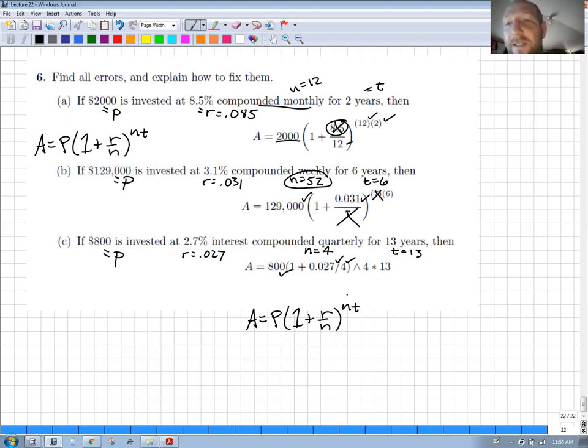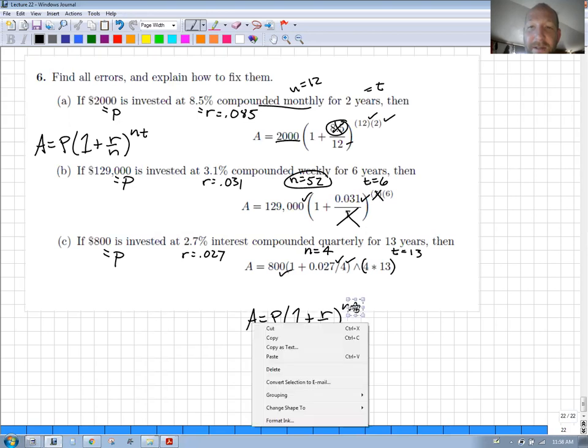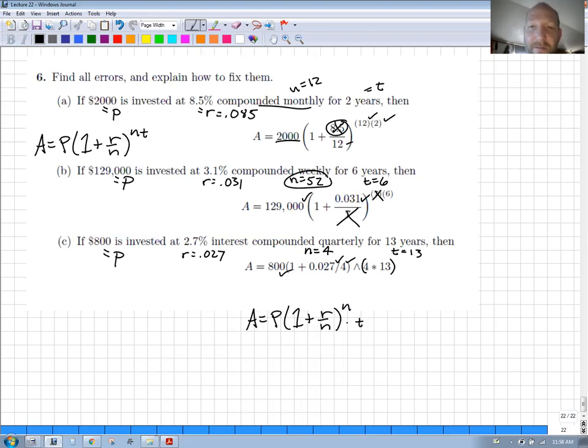And since they're plugging this into the calculator, what they're doing wrong here is this. They need to put this in parentheses. Basically what they did here is this. Right? That's what they did wrong. I mean, it looks right, but without those parentheses, they're doing all of this stuff to the 4th power, and then they're multiplying by 13 instead of raising it to the 13th power.